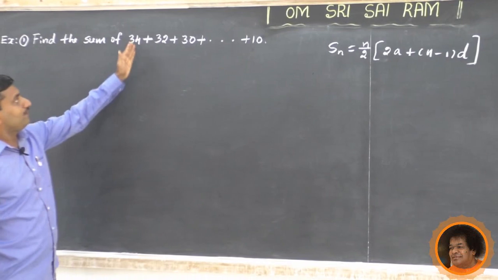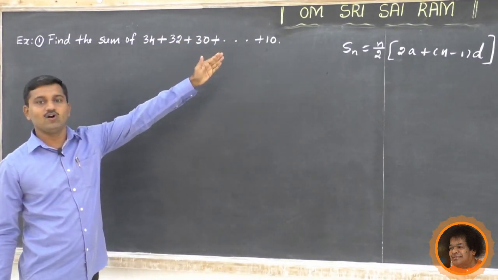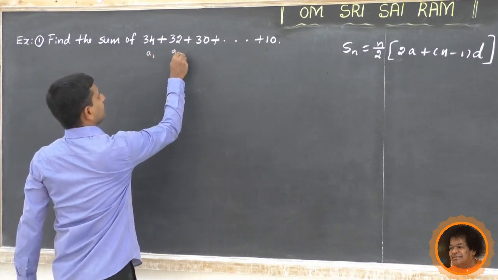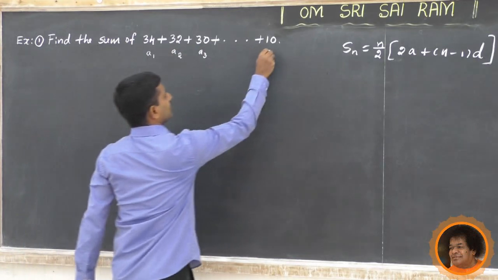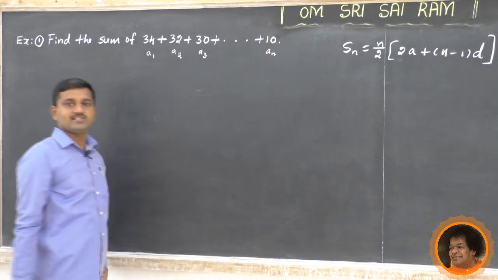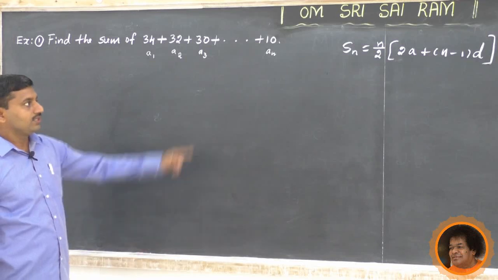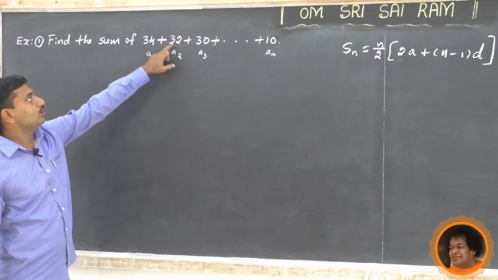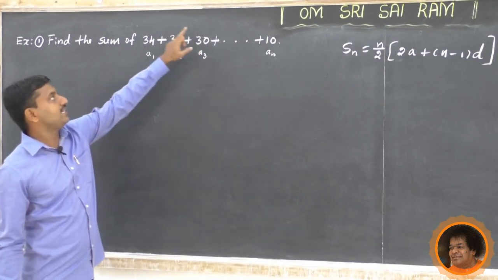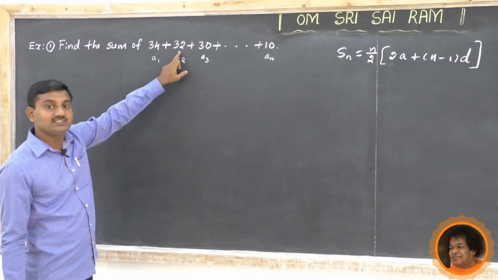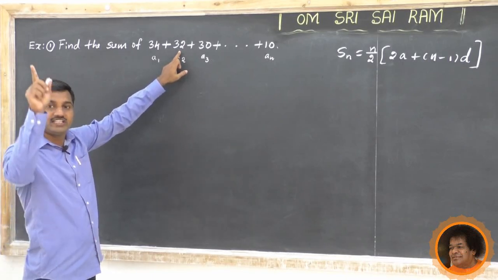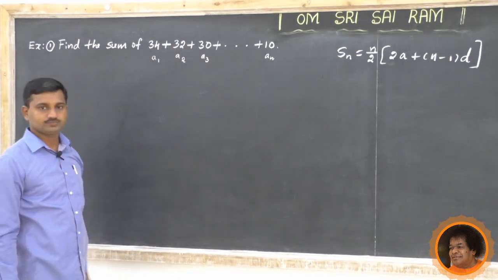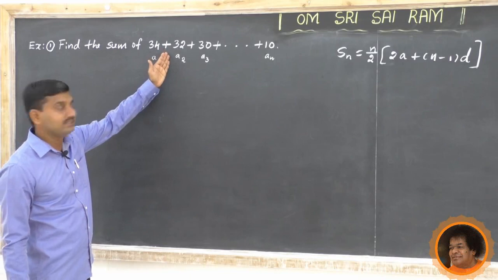Go through the question. 34 plus 32 plus 30 plus so on plus 10. So this is in the form of first term a1, second term a2, third term a3 and so on. What is the last term? Last term is an. So what is the value of a? a is 34. What about d? 32 minus 34, 30 minus 32, the difference is minus 2. So that is a constant value. So therefore the given list of numbers is in AP. That is no doubt. So therefore the value of d is minus 2.